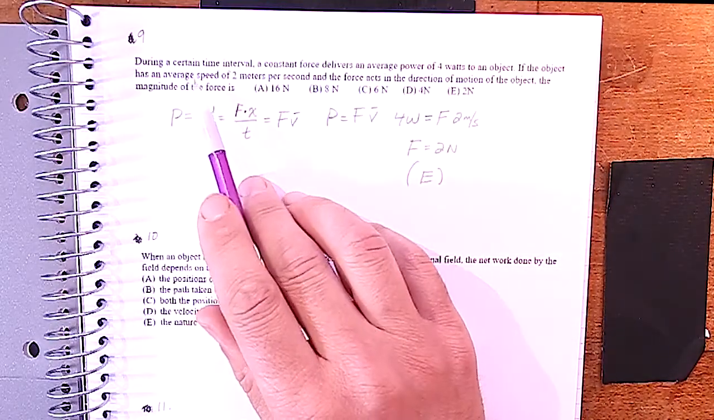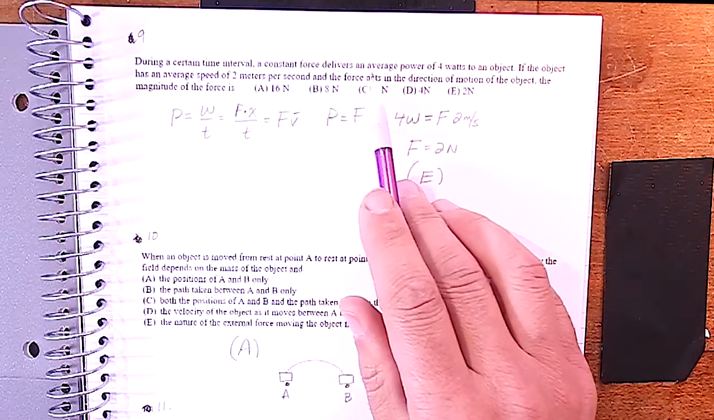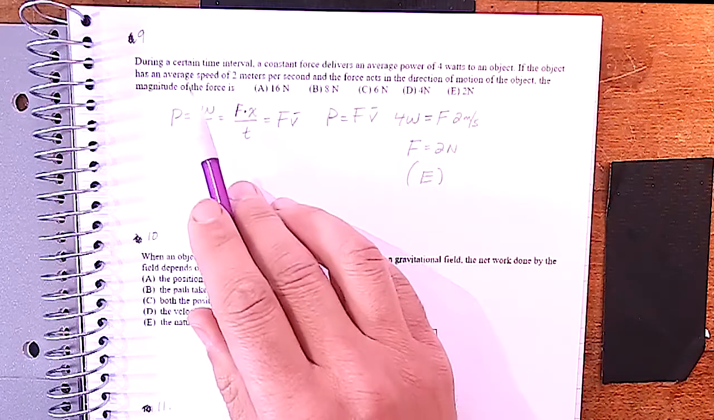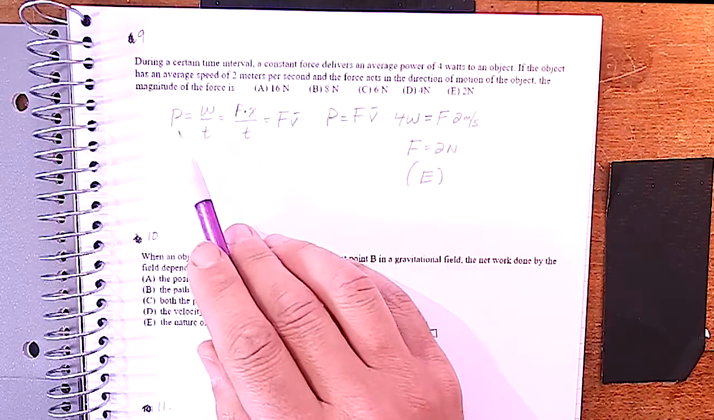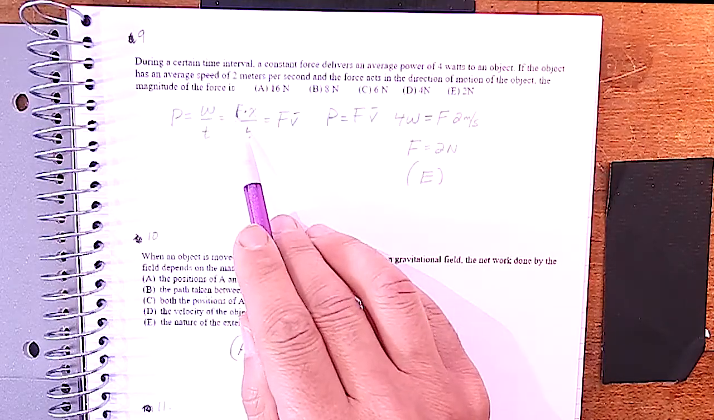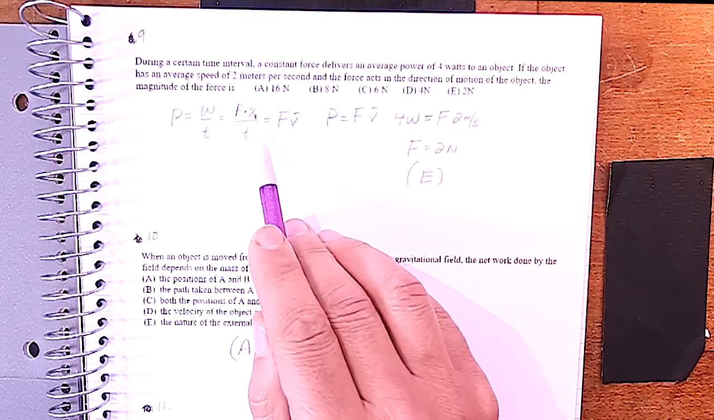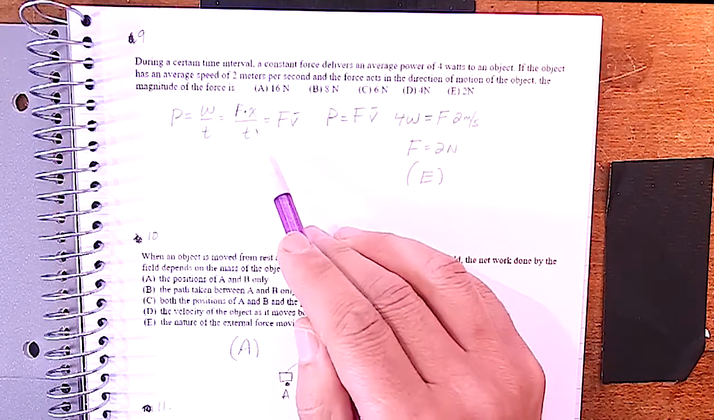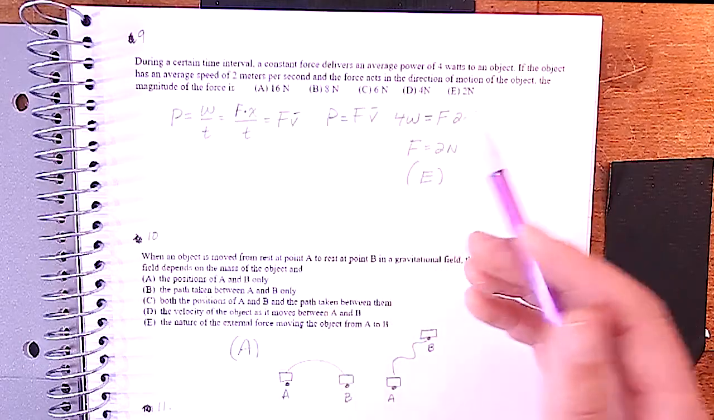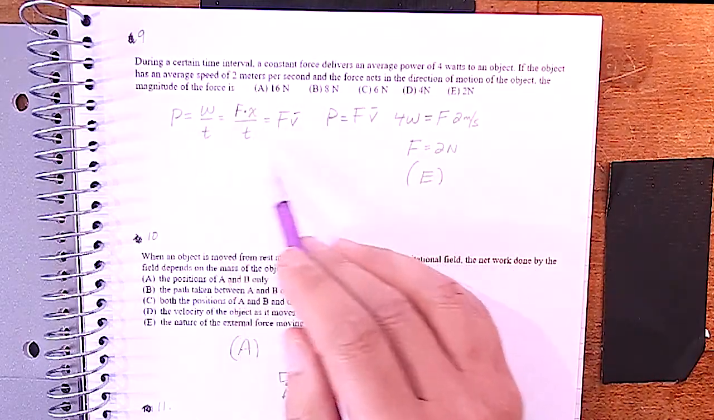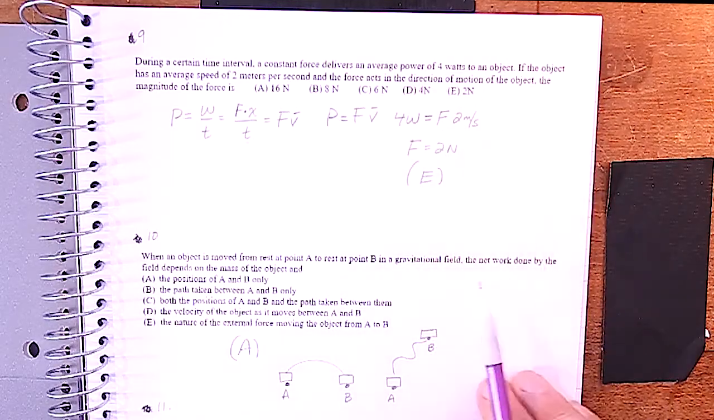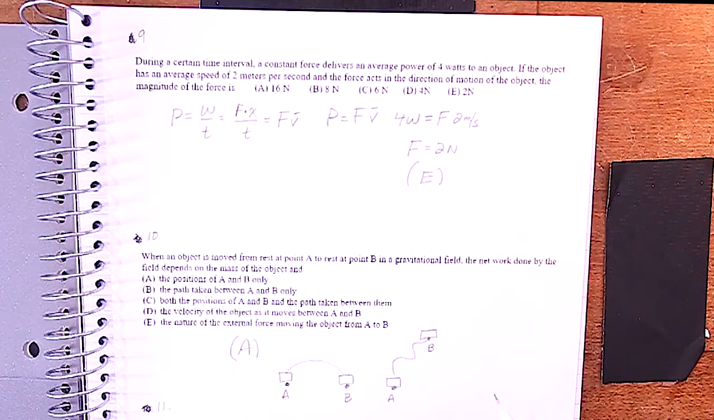In this problem, we have a time interval of a constant force giving an average power of 4 watts. And it tells us the average speed. Well, remember that power is work over time, but because work is force times displacement, when we have that displacement over time, that's equal to average velocity. So this problem is just one step if you make this realization here, and we just put in 4 watts equals F times 2 to get a force of 2 newtons.